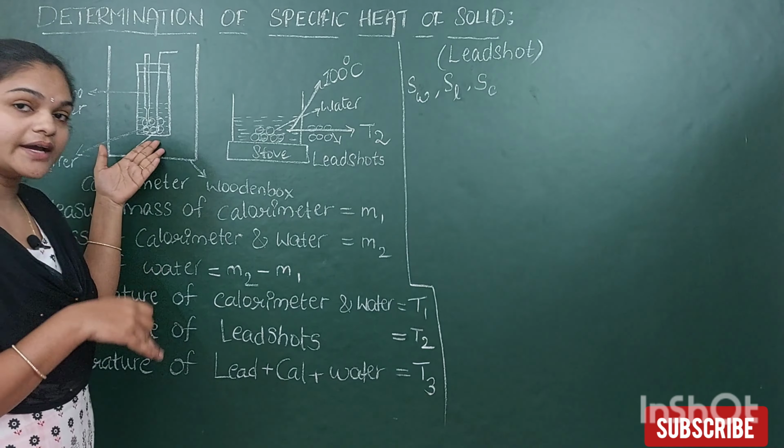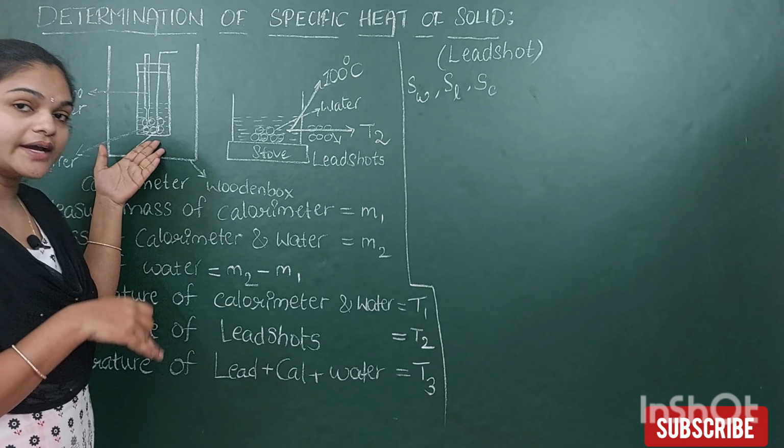So what happened here? The net heat loss is equal to net heat gain. It is the principle of method of mixture. So according to this, what can we say? We can use the specific heat formula. What is the formula of specific heat? Q equals m s delta T, where Q is heat, m is mass, s is specific heat, and delta T is change in temperature.